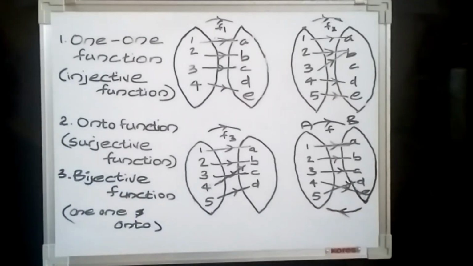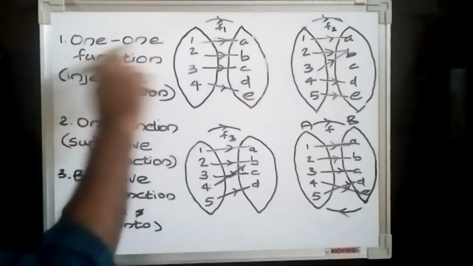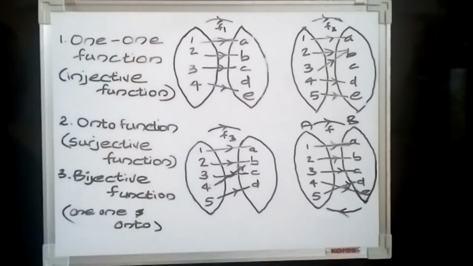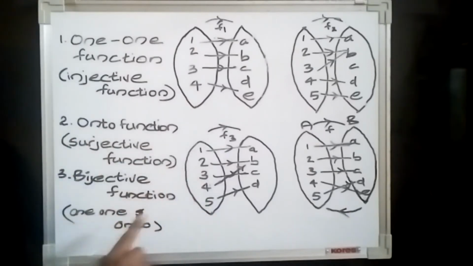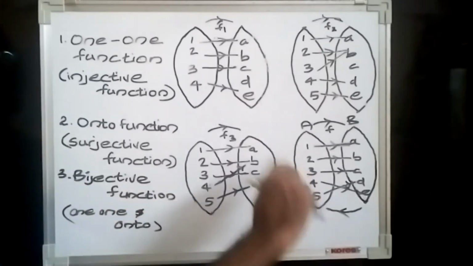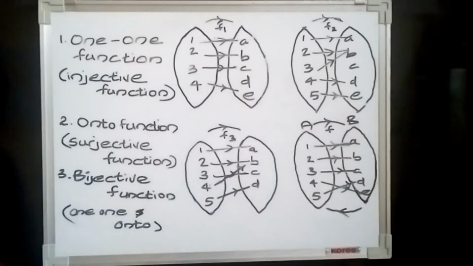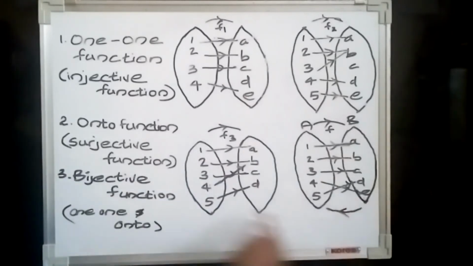Thus, we have studied the three types of functions. First one is 1-1 function or injective function. Second one is onto function or surjective function. And the third one is bijective function, which is both 1-1 and onto. The importance of a bijective function is that if a function exists from A to B, then we can find a reverse function from B to A.